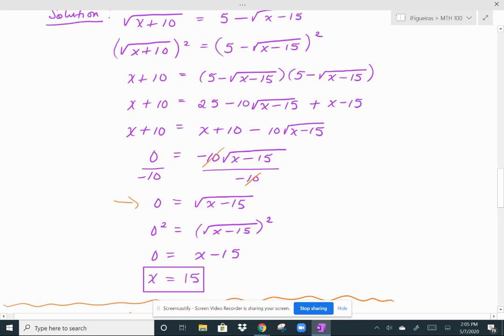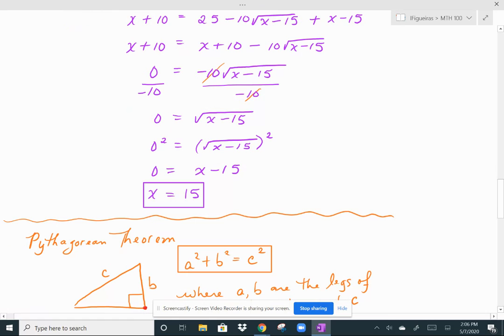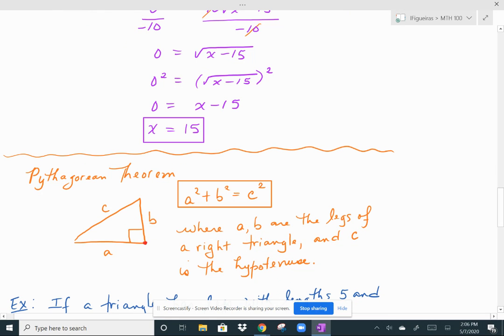Square both sides again in order to get the x out of the radical. So you get 0 equals x minus 15. Add 15 to both sides, you get a solution of 15, which works if you go back and substitute. The left side will equal the right side, so you get one solution.